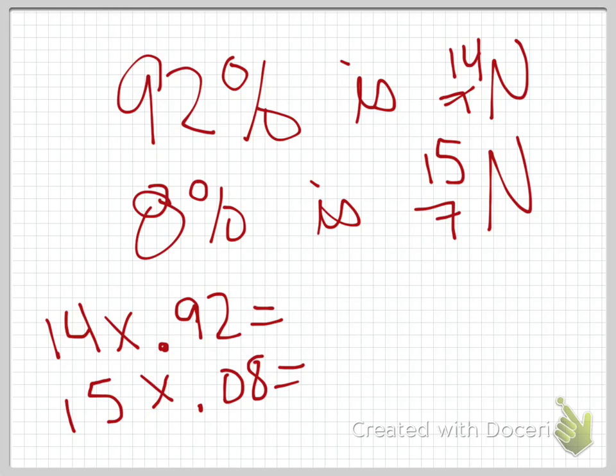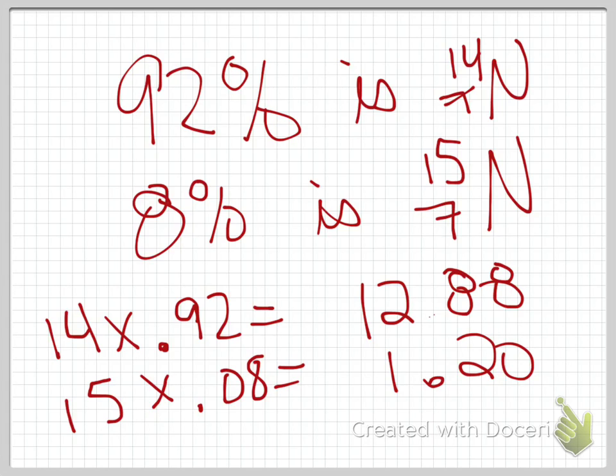According to my trusty calculator, 14 times 0.92 is 12.88. And then 15 times 0.08 is 1.2. And then what you do is you add those two. That's 14.08. And you see that's off just a little bit from what's up on the chart. That's totally because I made those numbers up.